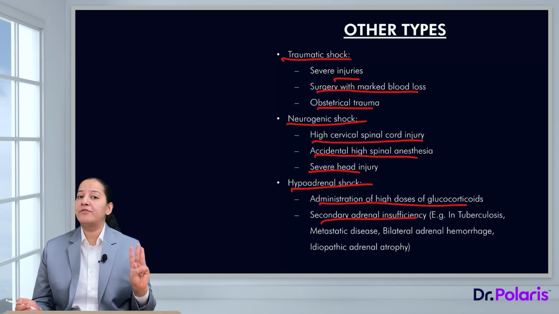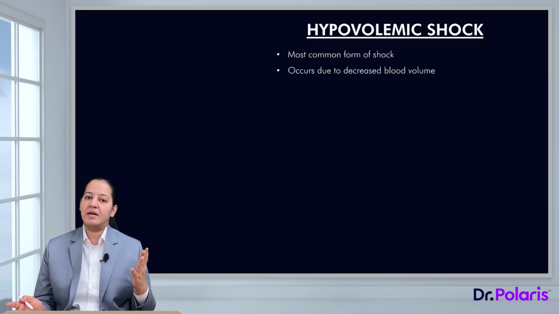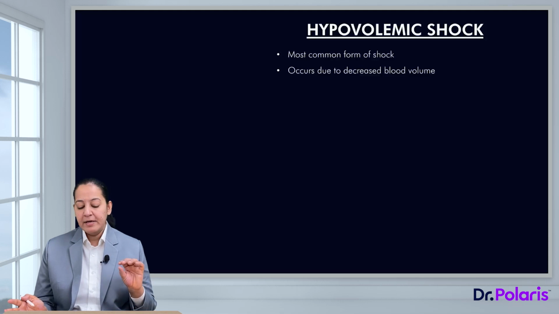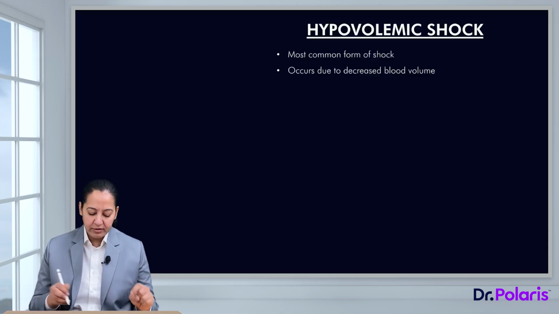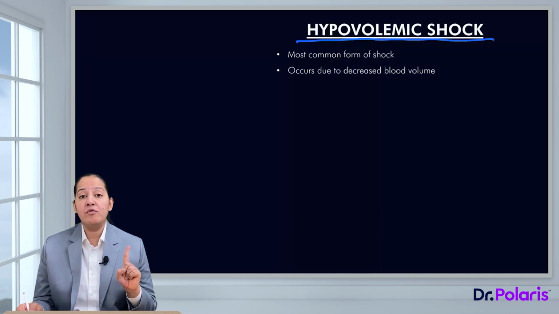From exam point of view, 3 shocks are very, very important: hypovolemic shock, cardiogenic shock, and septic shock. So we will be discussing them one by one in detail: their presentation, their pathogenesis, their symptoms, their etiology, everything of all of them. So let's discuss the first type of shock, that is hypovolemic shock.